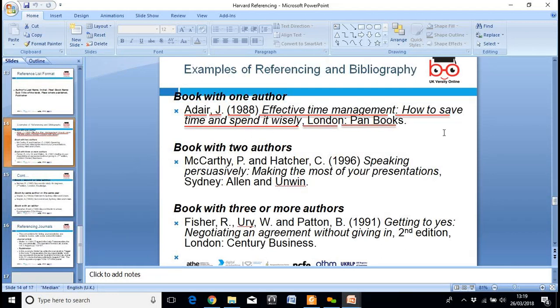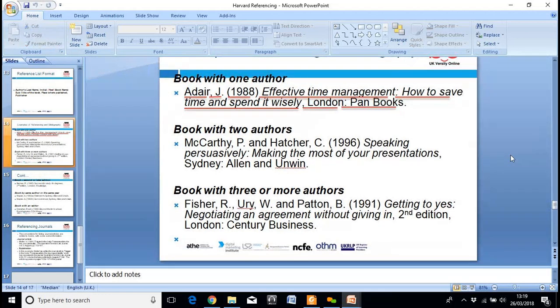Examples of referencing and bibliography. A Day J 1988, Effective Time Management: How to Save Time and Spend It Wisely, London, Pan Books. McCarthy and Hutcher, 1996, Speaking Persuasively: Making the Most of Your Presentation, Sydney, Allen and Unwin, those are the publishers on there.